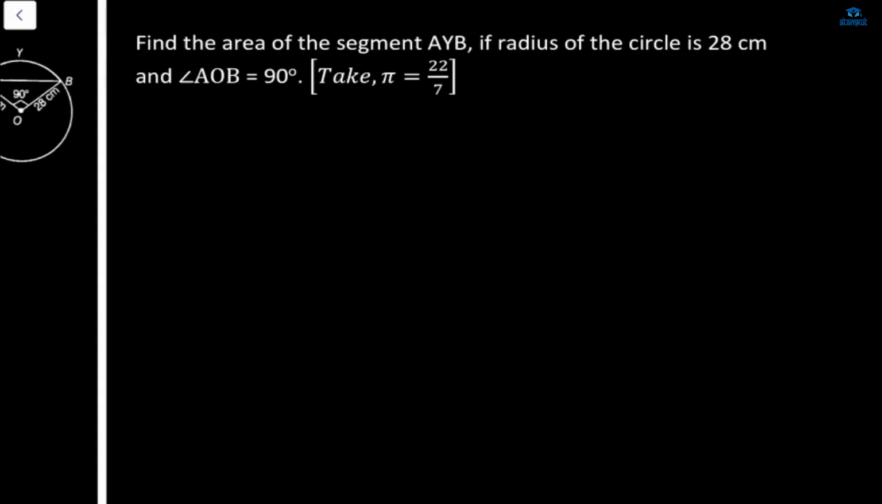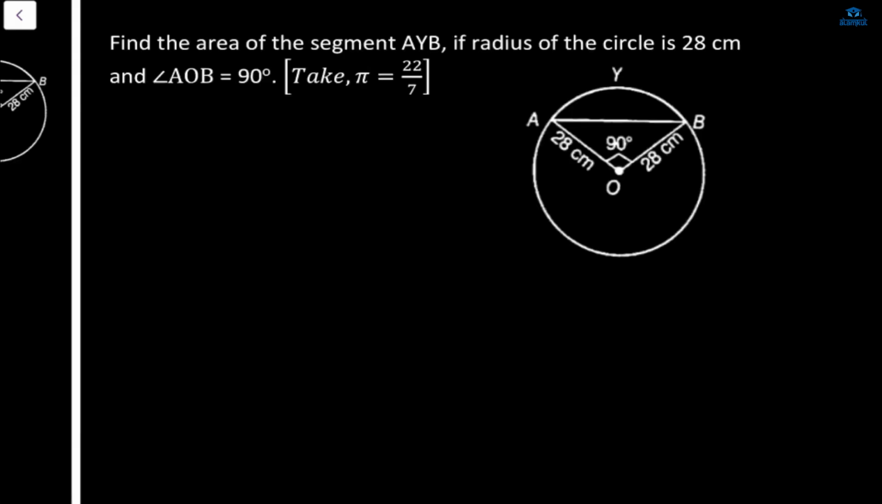Find the area of the segment AYB. Okay, let me copy this text. Find the area of the segment AYB. This area you have to find out, because we have to find the area of the segment, if the radius of the circle is 28 centimeter and angle AOB is equal to 90 degree. That means it is a quadrant. The whole question is a quadrant.